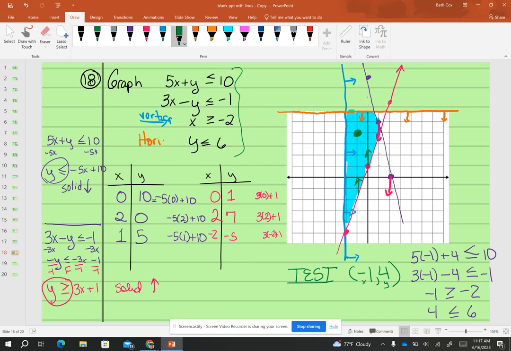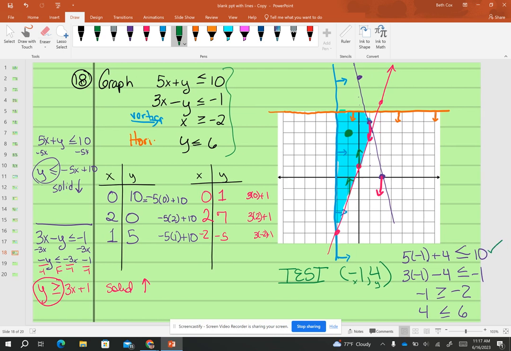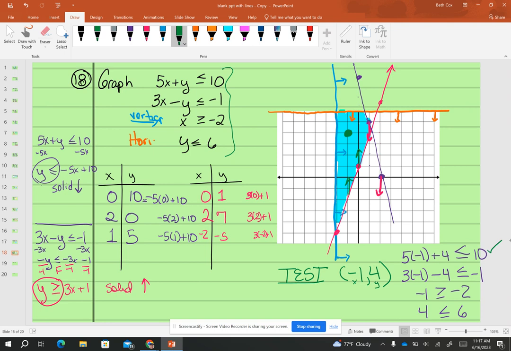This would give me negative 1, which is less than 10. That checks. This gives me negative 7, which is less than negative 1. That checks. Negative 1 is less than negative 2. That checks. 4 is less than 6. It checks. My test point is correct for all of them. That is something you can do.